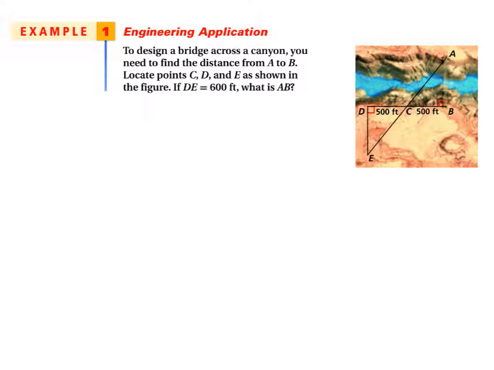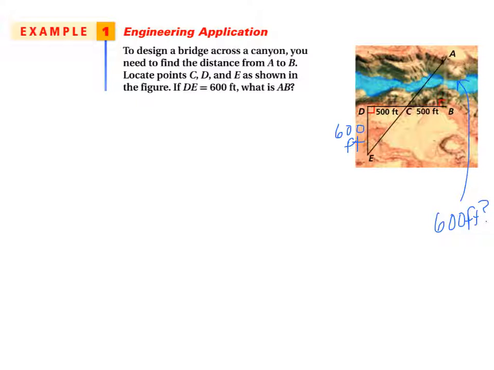So let's do an example. To design a bridge, you need to find the distance from A to B. Locate point CDE as shown in the figure. If ED is 600, what is AB? Now, this is just like the problem I gave you. The first thing we have to do is determine that these two are the same. So what we're going to determine is this side is 600 feet. AB should also be 600 feet, but only if we know the triangles are congruent.